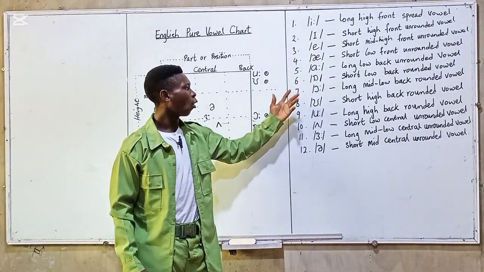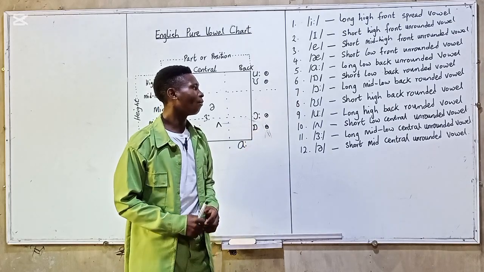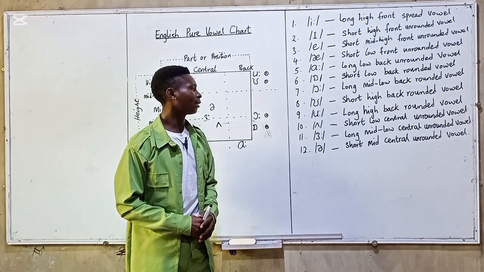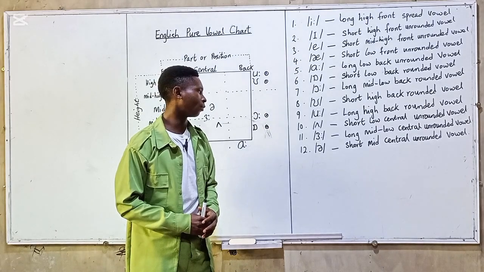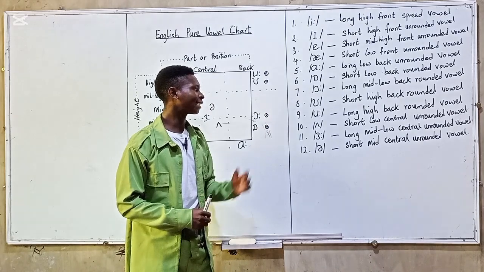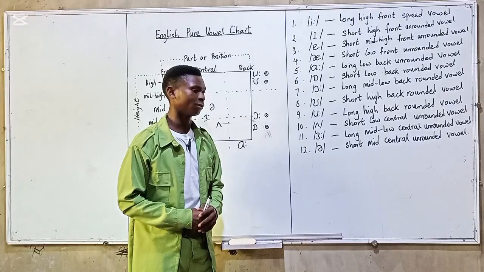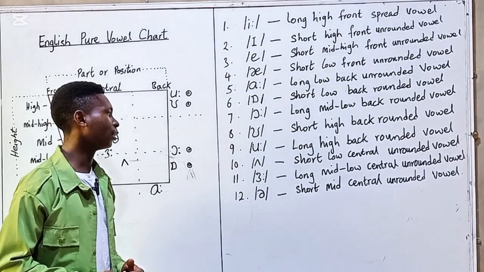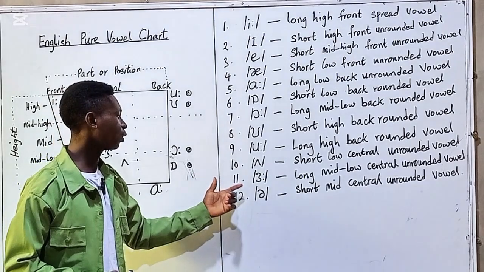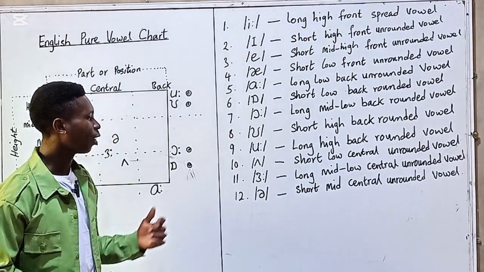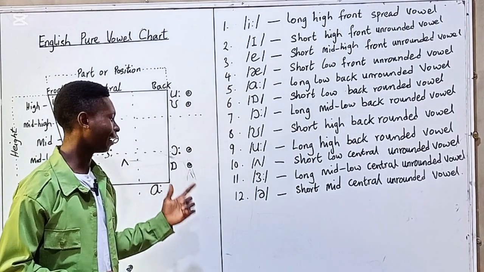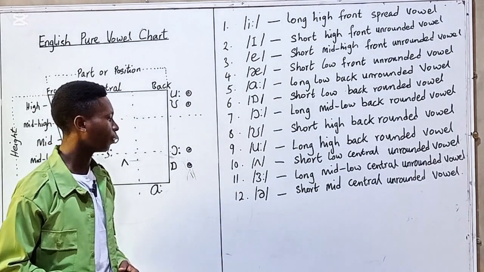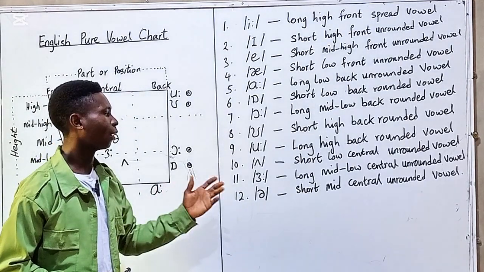Number 7, which is /ɔ:/, is described as long mid-low back rounded vowel. And number 8, which is /ʊ/, is described as short high back rounded vowel. Then number 9, which is /u:/, is long high back rounded vowel. Then number 10, which is /ʌ/, is described as short low central unrounded vowel. Then number 11, which is /ɜ:/, is described as long mid-low central unrounded vowel. And the last, but by no means the least, is /ə/, which is short mid central unrounded vowel.